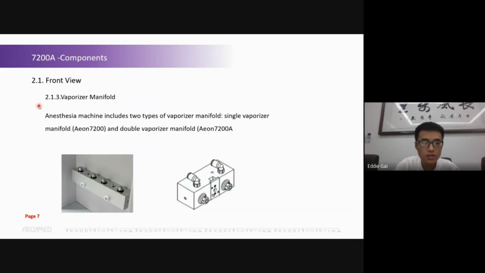Okay, next part is the vaporizer manifold. For 7200A, we have 2 positions for the vaporizers. And we use the SelectTech standard, which means we only make sure the vaporizer using the SelectTech standard can work with our machine.